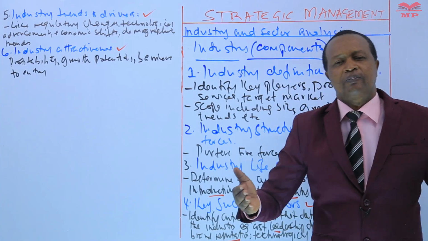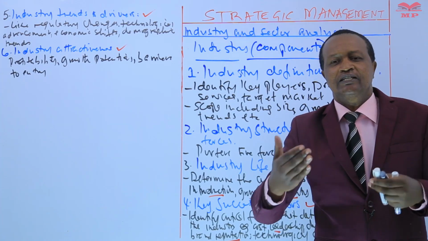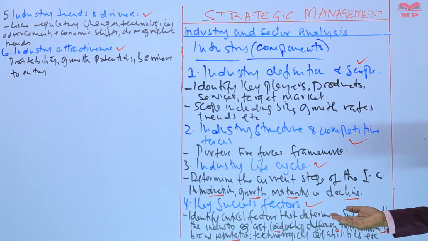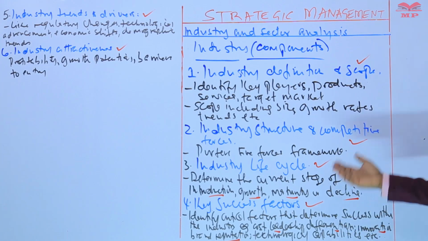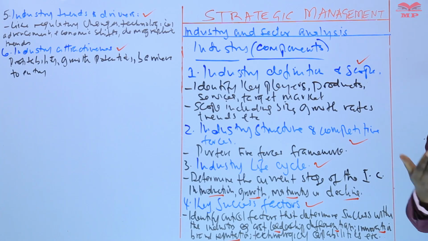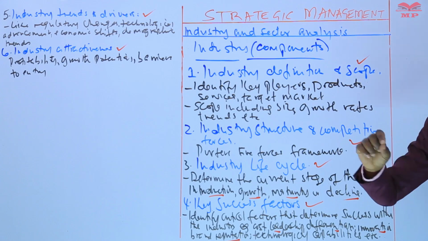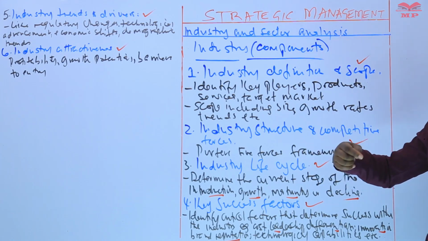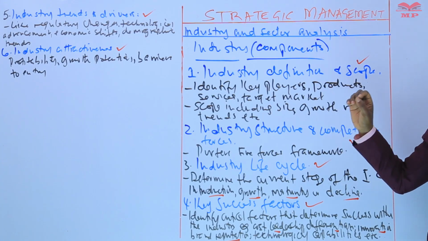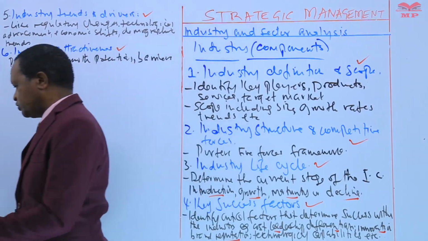It is part of the scanning of the environment. And by analyzing the industry structure, the key success factors, the industry life cycle, the industry attractiveness, the industry trends and drivers, the business can identify opportunities, it can mitigate threats, and it can also develop strategies that drive sustainable growth and profitability. So that is the end of the lesson.